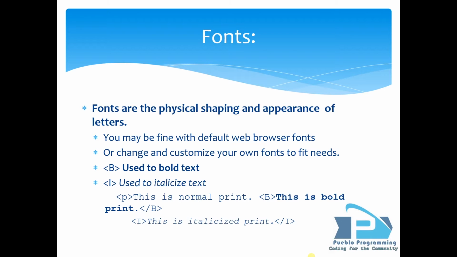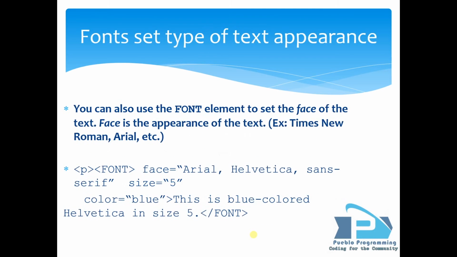Say you want it to be bolded text or italicized, you use bracket B or bracket I. So essentially what that would look like is, say you have the statement here, this is normal print, and then you have it bolded here, this is bold print, and then you close it and then italicized. So this would just be one sentence with normal text, and then the text would be bolded, and then the text would be italicized. So pretty straightforward. We'll get into more of this. We'll actually show it to you.